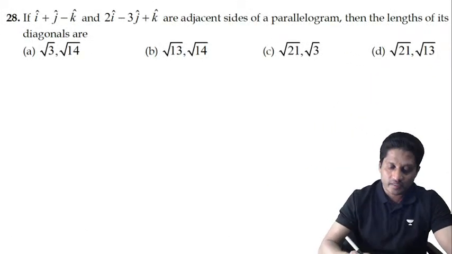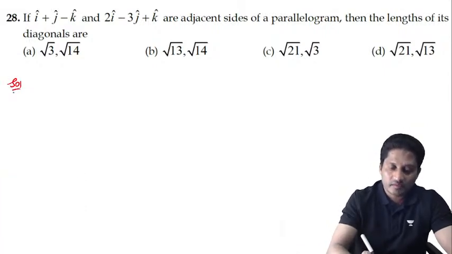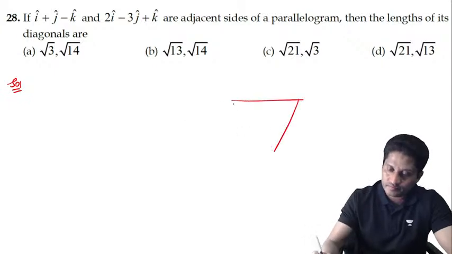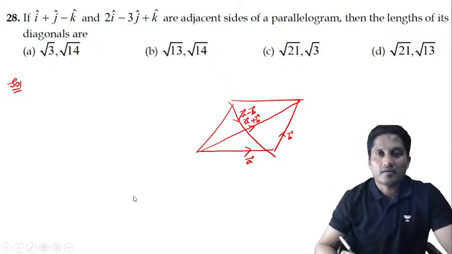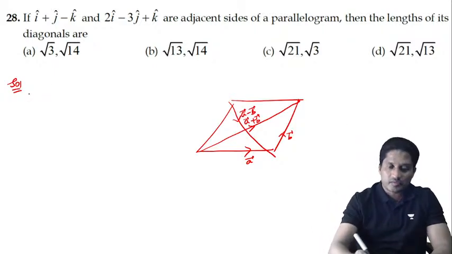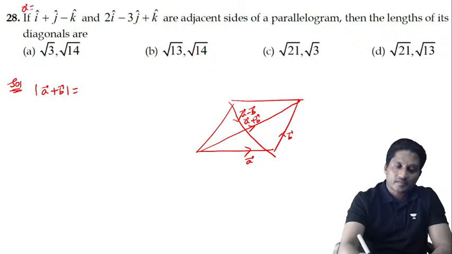Right, question number 28. Two adjacent sides of a parallelogram are given. What is the length of the diagonal? See, if I have, suppose, like this, if this is A and this is B, this is A plus B. And if it goes in the opposite direction, this is A minus B. Now I'm supposed to find the length of the diagonals. First I should find modulus of A plus B. This is vector A, and this is vector B.